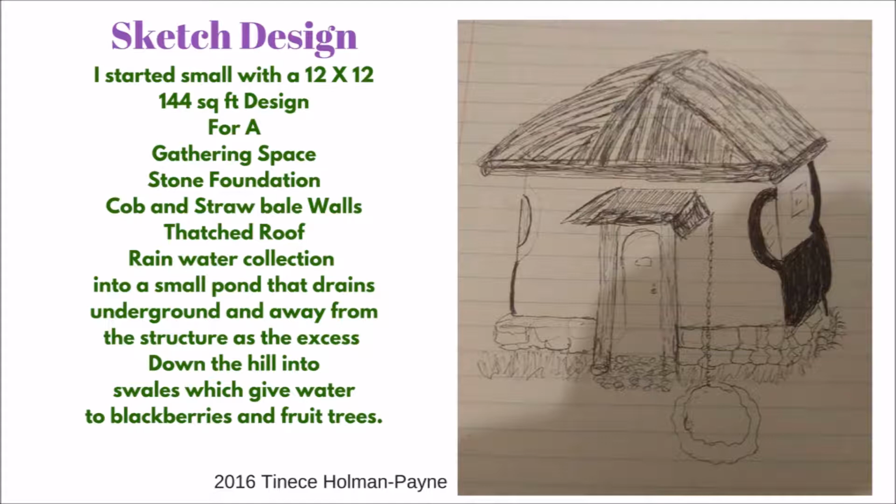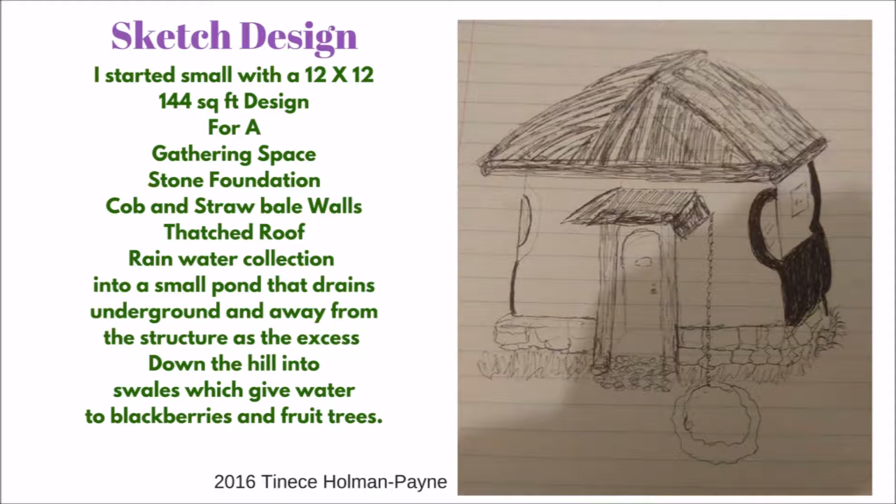This is my sketch design that I came up with after analyzing and looking at all of the factors for my specific situation. I came up with a 12 by 12, 144 square foot design for a small gathering space with a stone foundation, cob and straw bale walls, a thatched roof, and rainwater collection that will go into a small pond that drains underground and away from the structure.